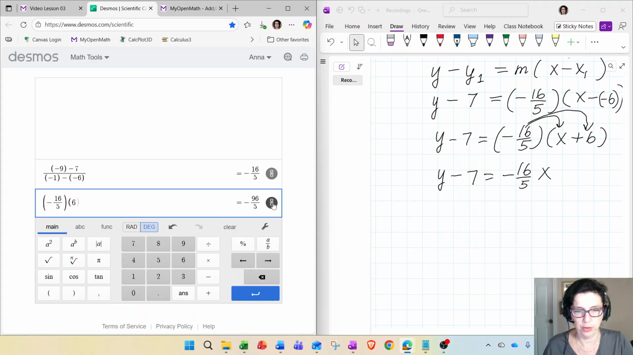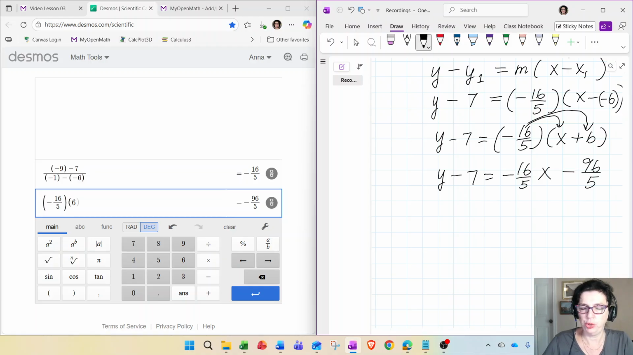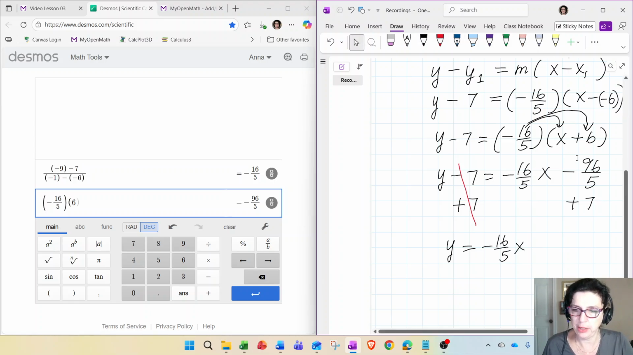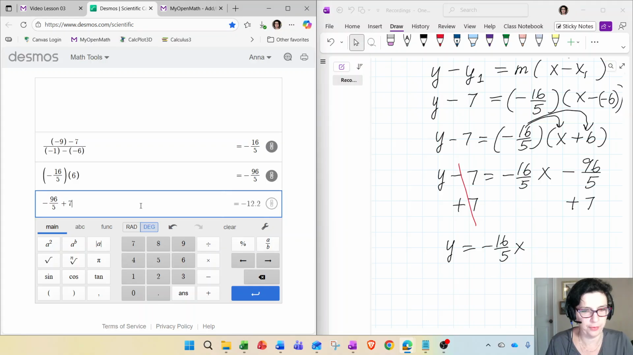And then convert that to a fraction. Wow, that's not a fun fraction. So this is going to be minus 96 over 5. All right, the last step is to get rid of this minus 7. So what operation is opposite of subtracting 7? Well, that's adding 7, right? So that it's going to cancel out. So it will cancel on this side. So now we're going to get y as we want: negative 16 fifths x, but we need to figure out what this is, negative 96 over 5 plus 7.